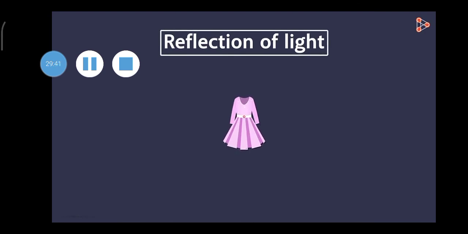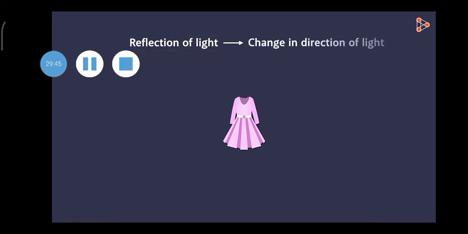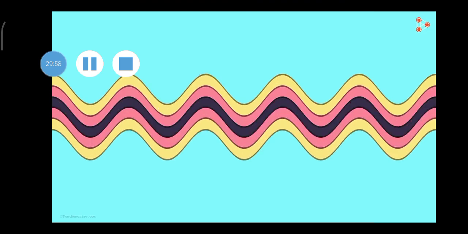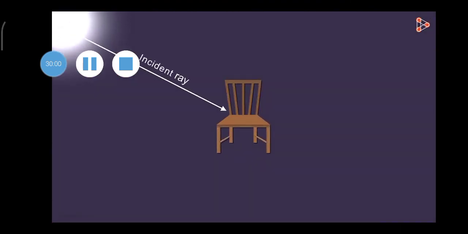Reflection of light can simply be referred to as change in direction of light or bouncing of light from some surface. Just like the ball bounces from the ground, light reflects off from a smooth surface. Let me try to explain this in a simple way. The light from the source strikes the object and bounces off from its surface. And when this light reaches our eyes, we see that object. And this is how we see non-luminous objects.